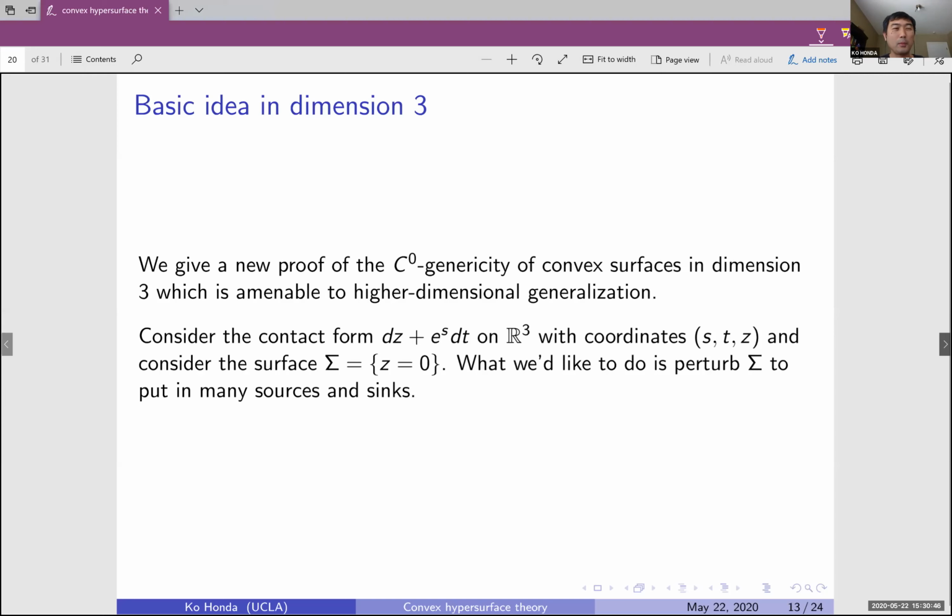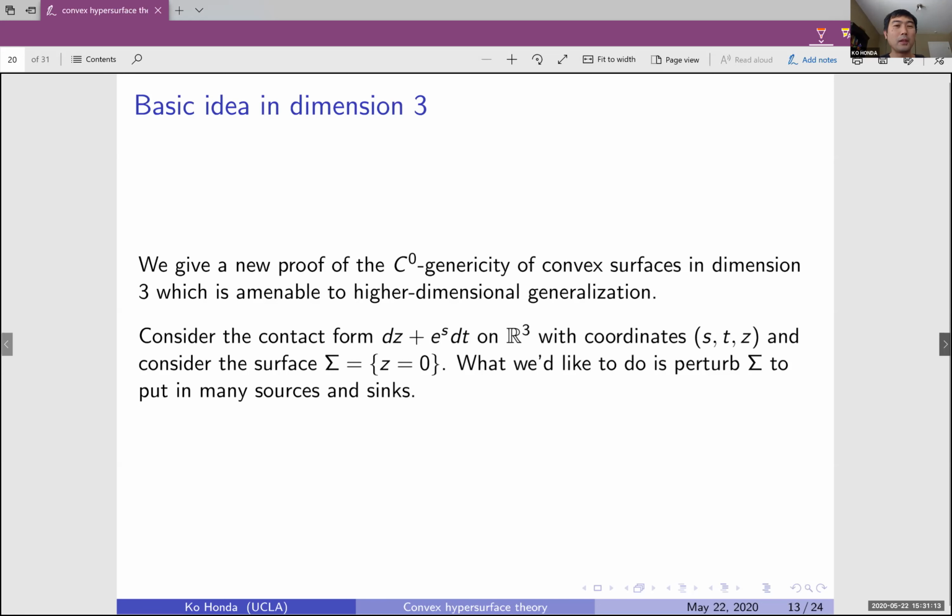I'll explain the basic idea in dimension three and say some more words about how you do this in higher dimensions. The proof in dimension three is actually a new proof of the C0 genericity of convex surfaces, and it's amenable to higher dimensional generalization.